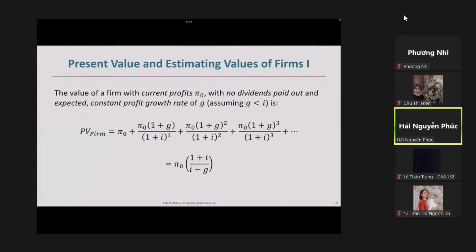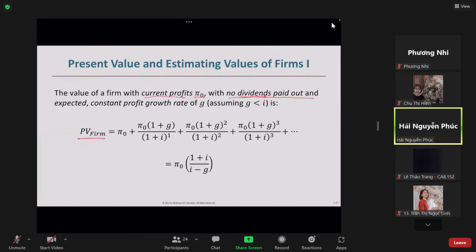Our discussion will be based on the following formula. We have PV, the present value of the firm. We have pi 0 denoted for the current profit. We assume that no dividend is paid out and expected to be paid. Right? Do you know what is dividend? In Vietnamese? Cổ tức. Yes. We assume that the company does not pay dividend to the shareholder, right?